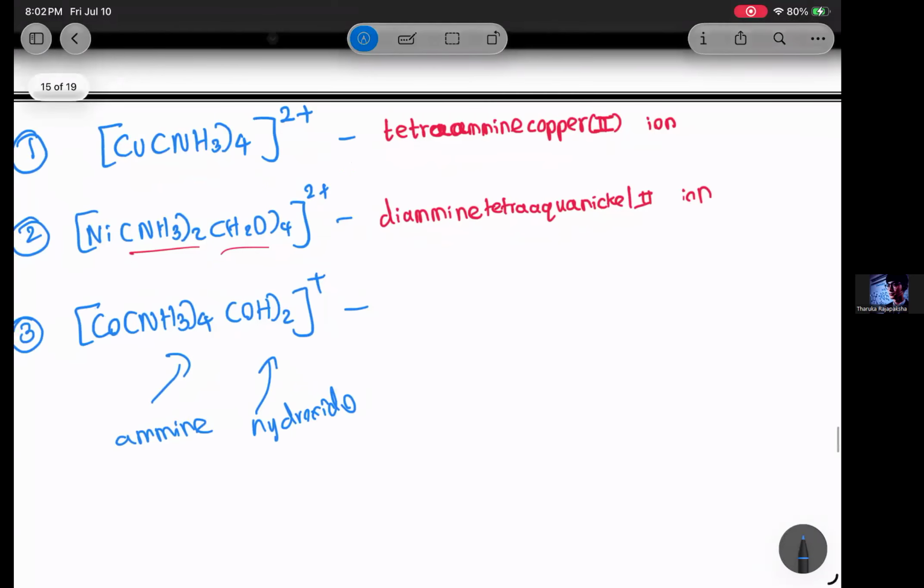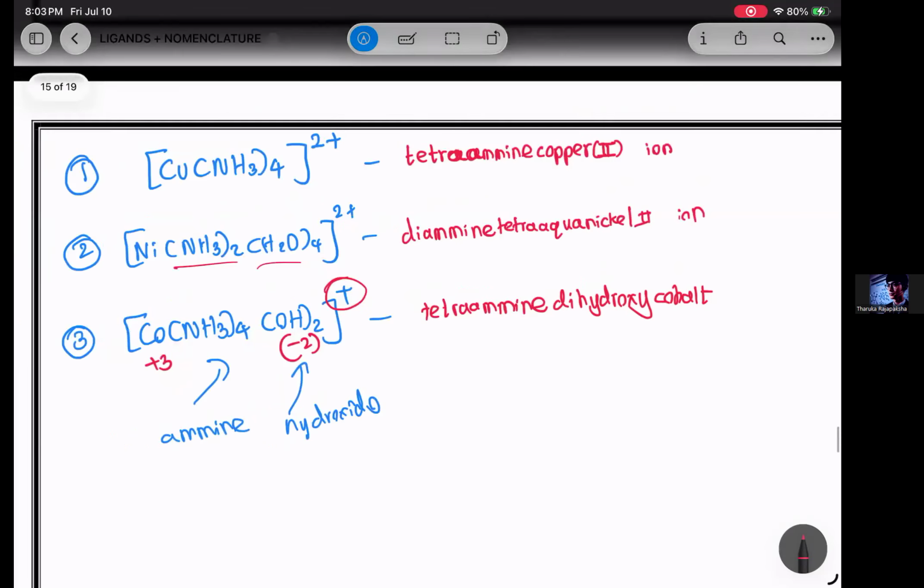So first of all, you have to write amine. Tetraamine, dihydroxy, cobalt. And what's the oxidation number of the central atom? The oxidation number of the central atom is going to be +3, right? If this is +3, this is -2 altogether. So the overall charge is going to be +1. So the central atom should be +3 oxidation state.